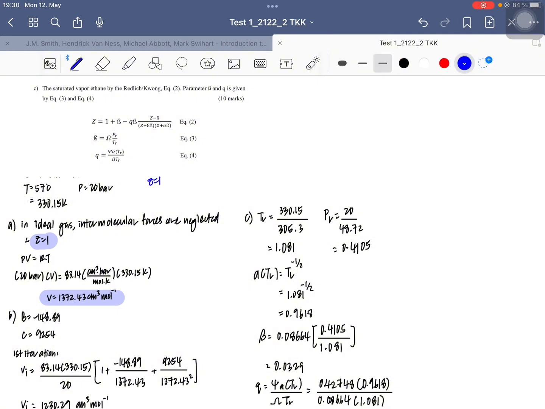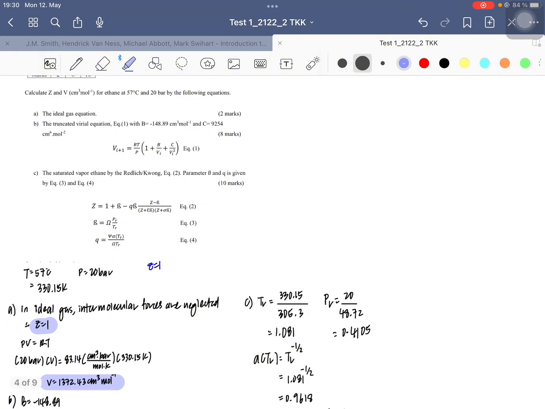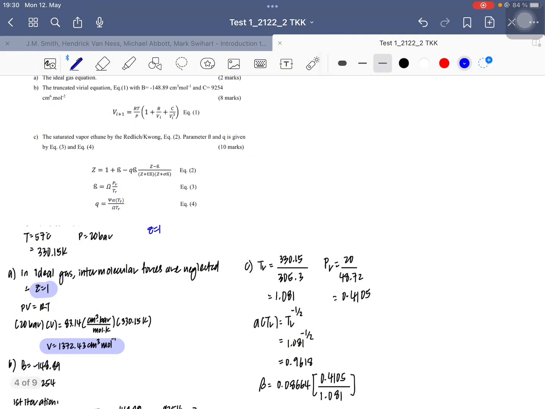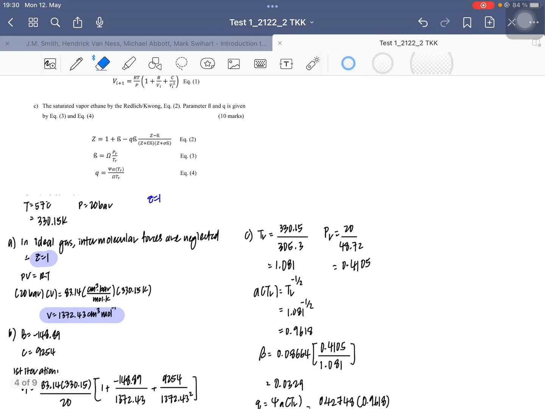If you notice, the whole reason why we are finding values of Z for each equation is because we are taking those intermolecular forces into account. For the ideal gas equation, we are not, so we can just assume Z equals 1. But other equations like the virial equation or the Redlich-Kwong equation take intermolecular forces into account, so we have to have a different value of Z. That's the whole reason why we are finding the Z value and so on by iteration.